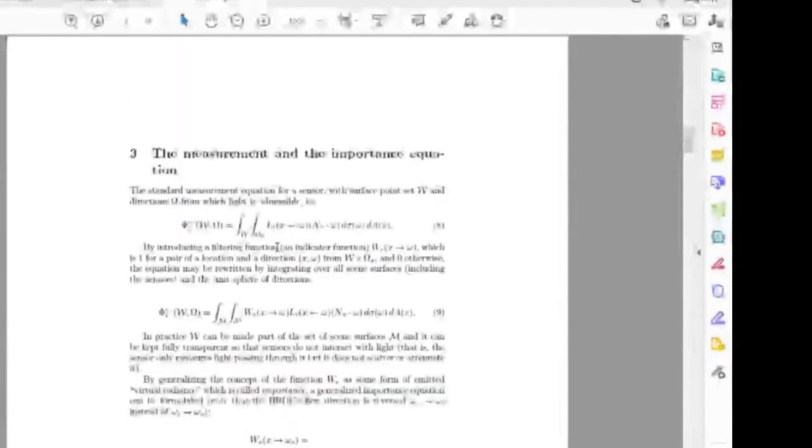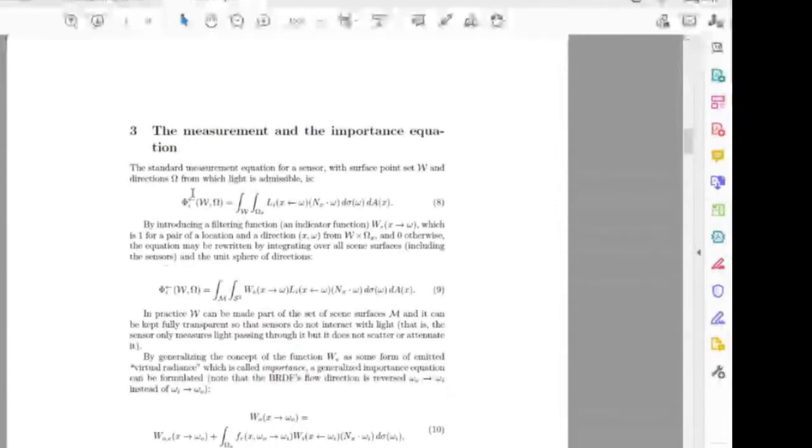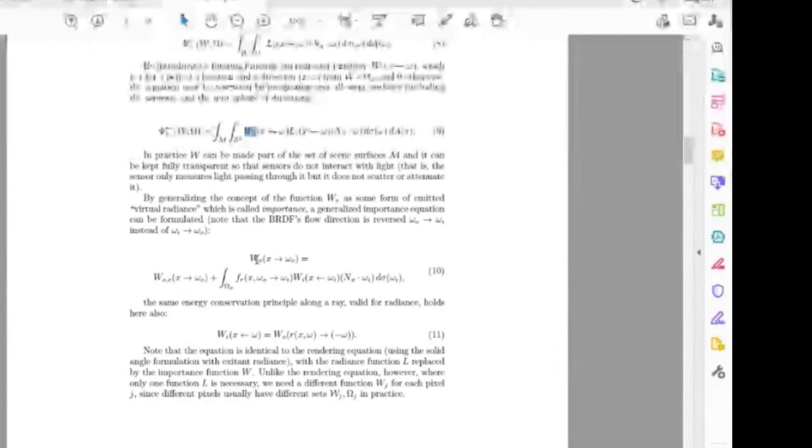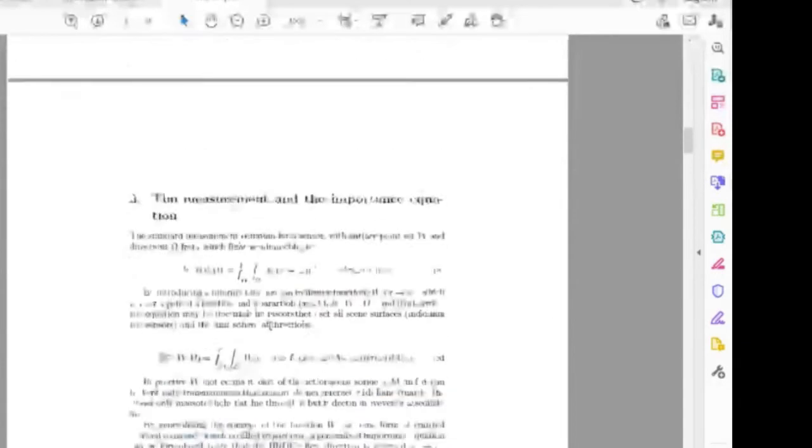So let's look at this. So we have the measurement equation, and then we have the filtering function WE. But thinking of this function as some virtual radiance emittance function, you can write a similar form as in the rendering equation. You can write a similar form that we call the importance equation, which propagates some quantity called importance. So it's similar to radiance.